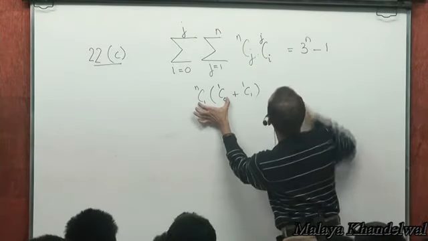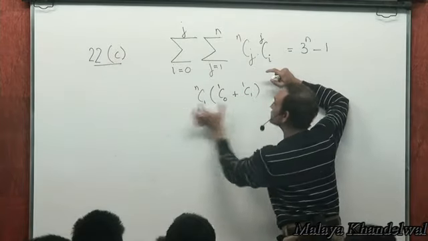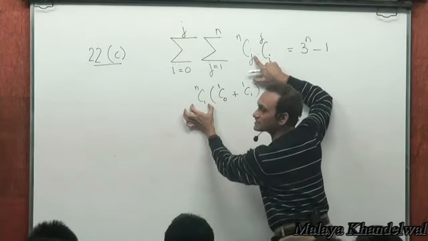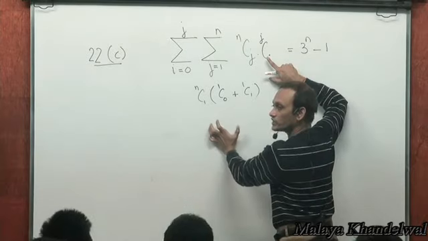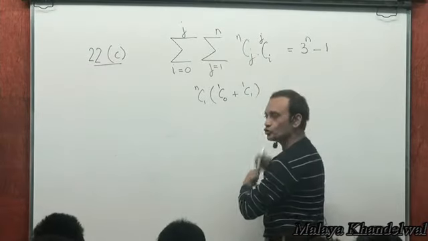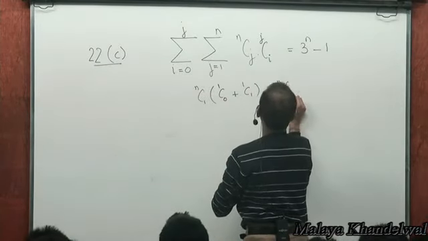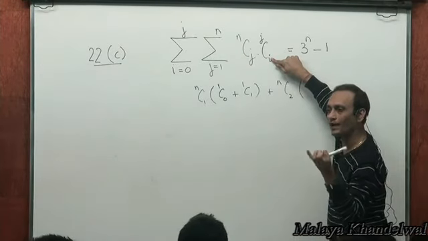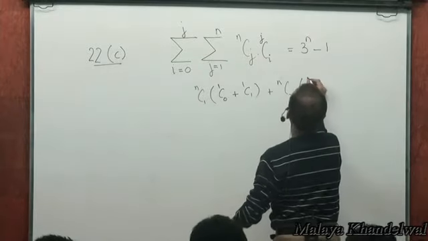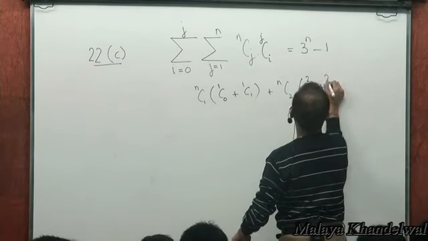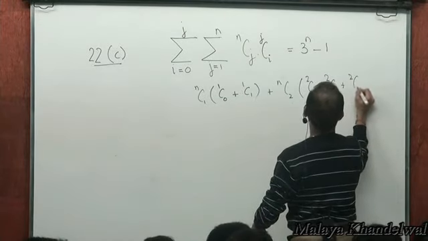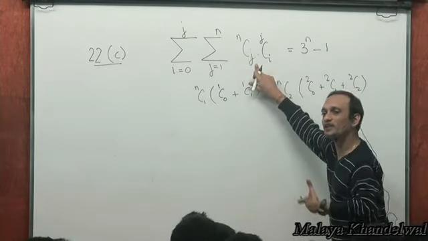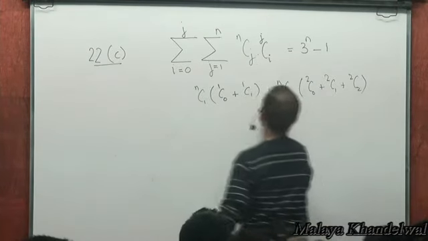We are adding nCj times jCi. I have just taken nC1 common from the two terms for j equal to 1. Now for j equal to 2, nC2, j is 2, and i will assume values 0, 1 and 2. Similarly, for j equal to 3.